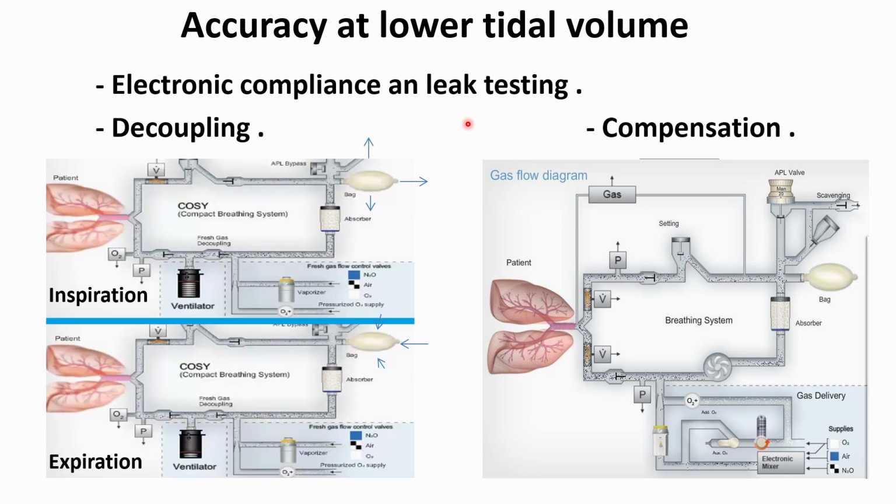The common example we have provided is that the machine adds volume if we are giving a fresh gas flow of 6 liters per minute, so 6000 milliliters per 60 seconds, which is around 100 milliliters per second. Our respiratory rate is 10 and the IE ratio is 2 to 4 seconds. So the addition from the machine will be around 200 milliliters each cycle.